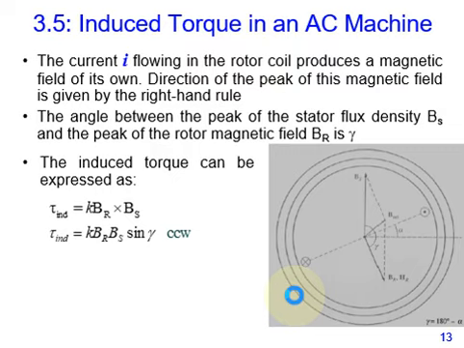The angle between both of these magnetic fields is gamma, and this can be simplified. The cross product will be opened and simplified in such a way that it becomes K Br Bs sine gamma, and the direction of the torque would be counterclockwise in this case.